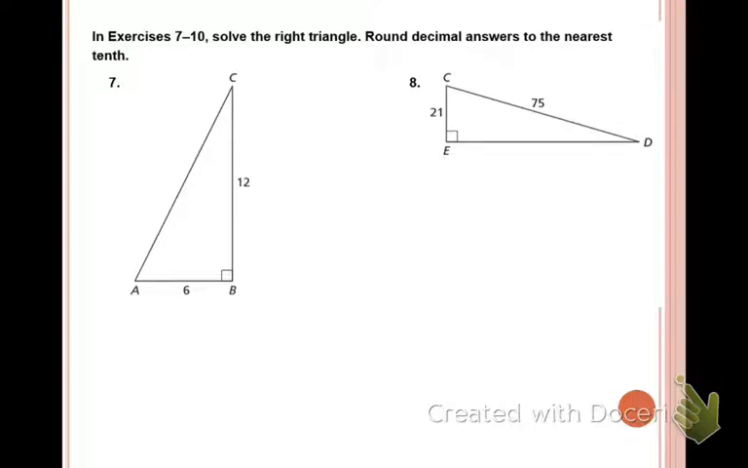It says solve the right triangle, round the decimal answers to the nearest tenth. So, when it says solve the right triangle, how many pieces am I looking for on number 8? 3 pieces. What am I looking for? 2 angles and a side. Okay, so let's find our side first. We already have 2 sides, so we are going to use the Pythagorean theorem. Are we missing a leg or a hypotenuse? Leg. I'm going to call it B. So 21 squared.